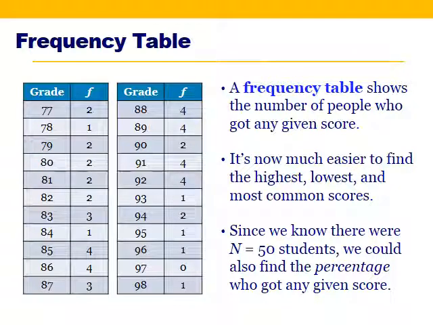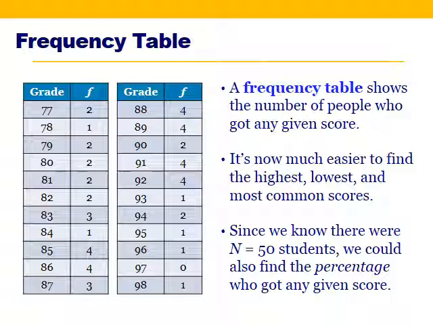Another thing that the frequency table allows us to do is to determine the percentage of people who got any given score. So if we know how many total people were in our sample, we can easily calculate the percentage of people who got any given score. In this case, for example, we know that there were 50 students in the class. 2 of them got 77s. So if we divide 2 over 50, that's 4%. In other words, 4% of our class got 77s.